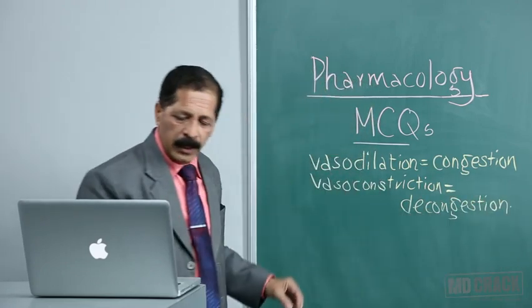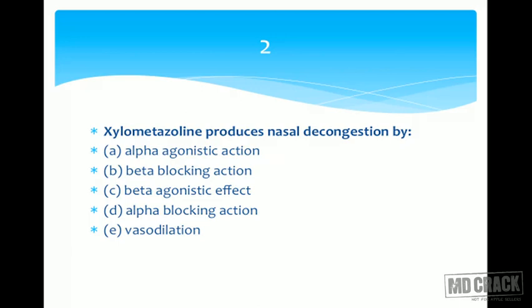So the drug in discussion, xylometazoline, is producing nasal decongestion, which means it should produce vasoconstriction. Now you get it. If you want to produce constriction of the blood vessels, you have to act on the alpha receptor or beta receptor. Predominantly it is going to be alpha. So constriction means alpha. You have to stimulate the alpha receptor or block it. If you want to produce constriction, you have to stimulate. So stimulate the alpha receptor, you get vasoconstriction.